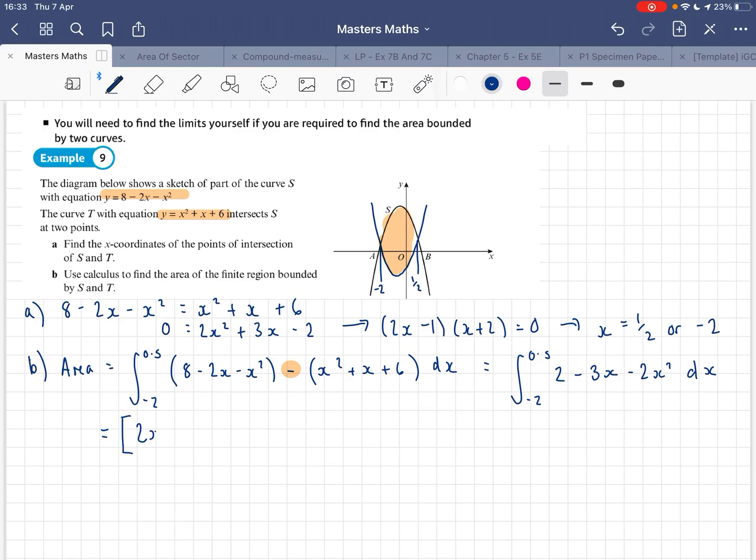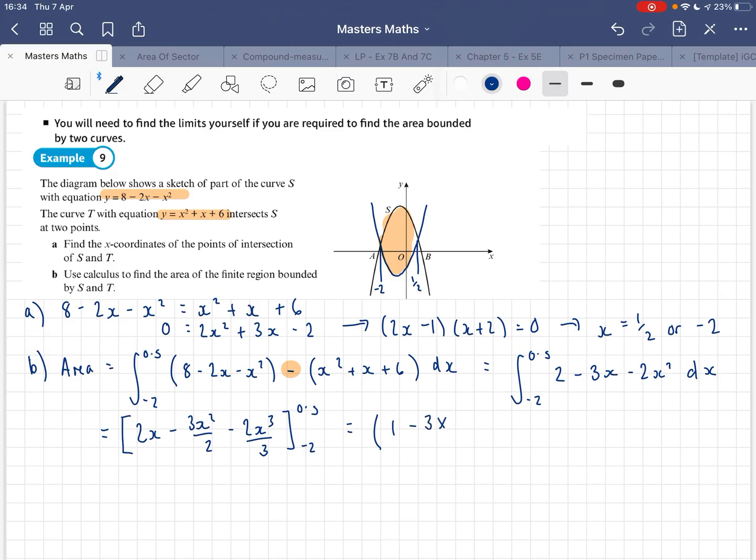So when I integrate that, I get 2x minus 3x squared over 2 minus 2x cubed over 3. I'm going to put the limits 0.5 and negative 2 in there, and then I'm going to evaluate it. So I'm going to put in 0.5 first. I don't need a square bracket now. So when I put in 0.5, I get 2 times 0.5 is 1, minus 3 times 0.5 squared over 2.